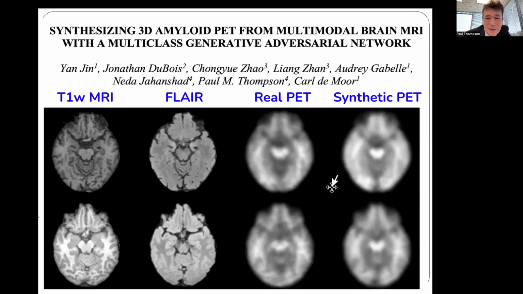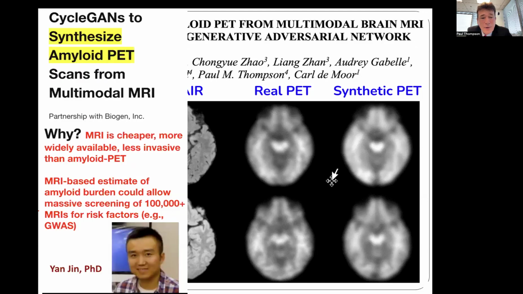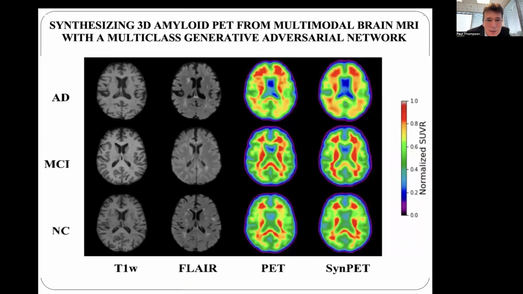Another application of this is to create kinds of images that we can't currently create. So let's say we wanted to create an amyloid-sensitive PET scan using T1 weighted MRI and FLAIR. Why would you do that? Well, MRI is cheaper, and not everyone has access to an amyloid PET scanner. And an MRI-based estimate of amyloid burden could allow screening of large numbers of people. So this is work with Yanjin and Biogen.